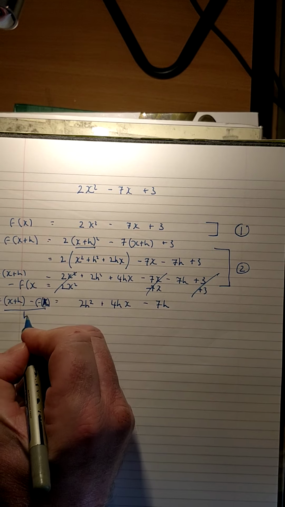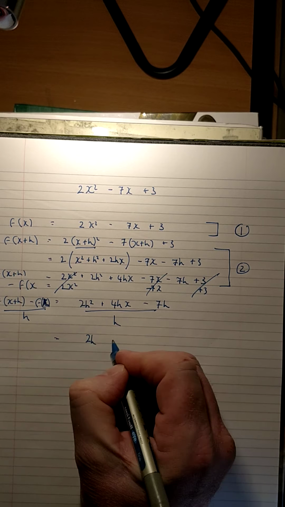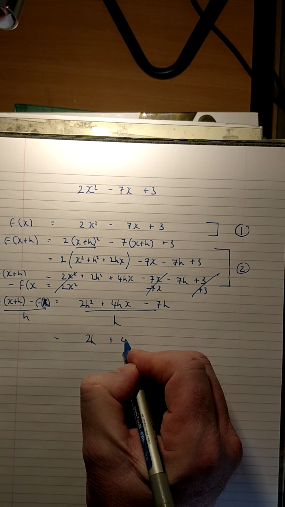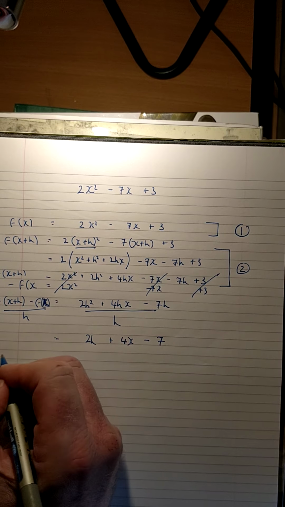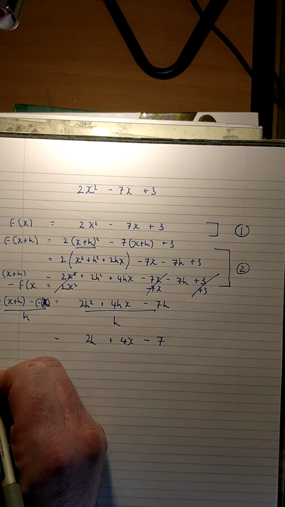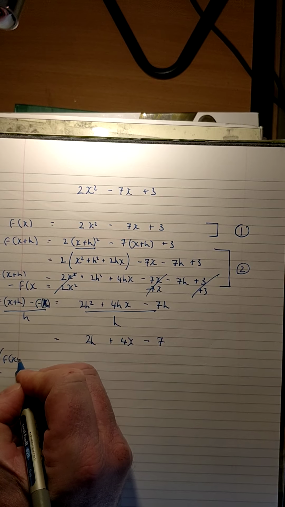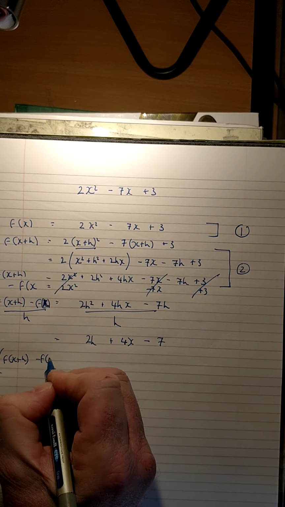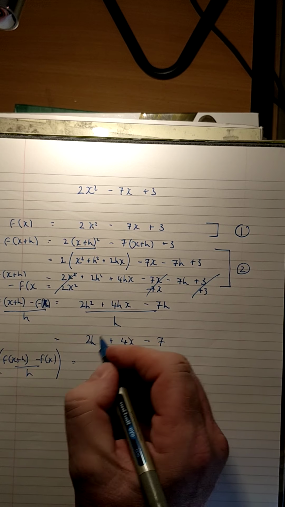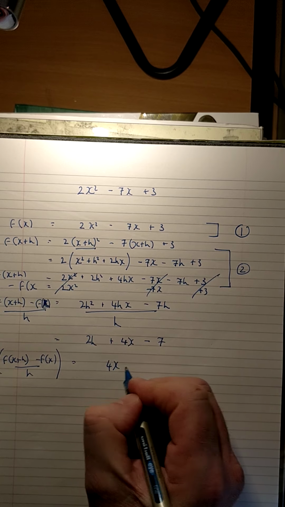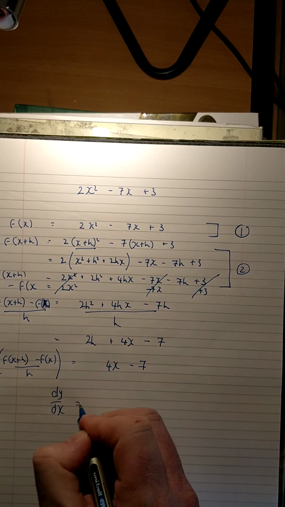We then divide by h, and we're left with 2h plus 4x minus 7. And then finally we get the limit as h approaches 0 of all of this. The h disappears, so we get 4x minus 7, which is what we expected if we were doing it by rule.